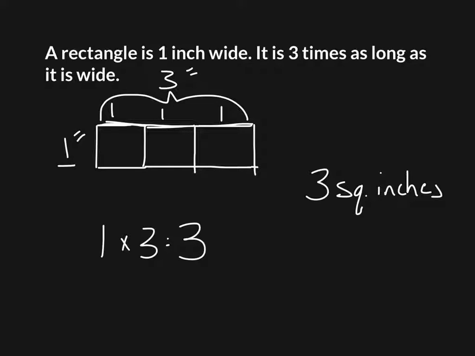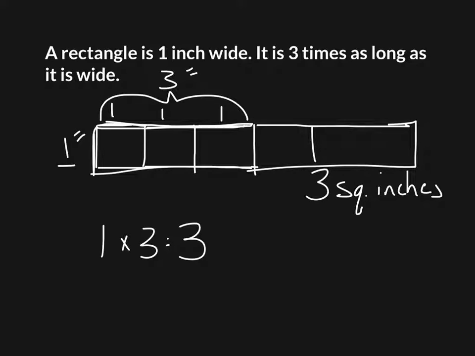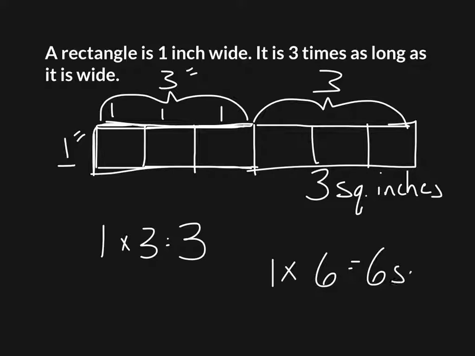Now let's say I wanted to take this same rectangle that is 1 inch wide by 3 inches long and make it twice as long. So now instead of 3 inches long, I'm going to extend it and make it twice as long. So now I have 2 groups of 3, which make it 6 inches long. So my area is 1 by 6 units equals 6 square inches.